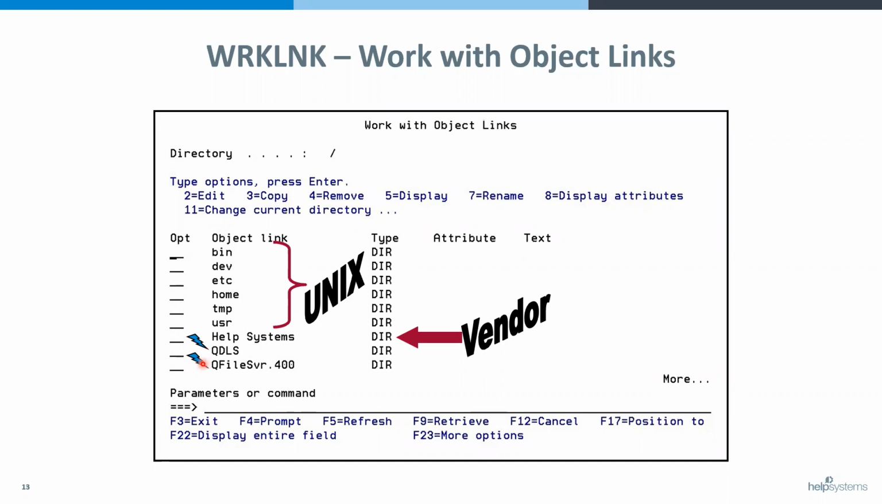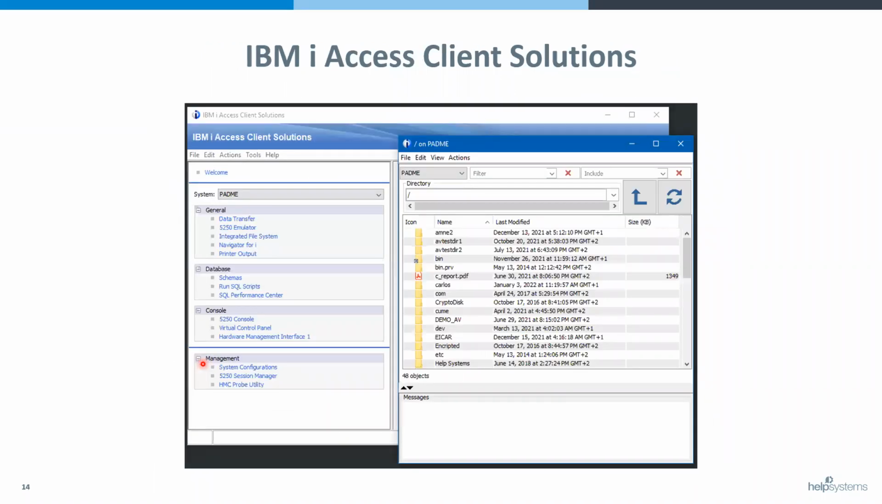And then we have QFileSvr.400. What that's allowing us to do is basically load up the directory system on another IBM i system by referencing QFileSvr.400, and you can connect between IBM i systems to share IFS directories that way. The next page is the IBM Access Client Solutions, or Navigator for i. I'm going to talk about the new IBM Navigator here in just a bit. This is how you would look at the IFS from the graphical interface that IBM provides, IBM Access Client Solutions.